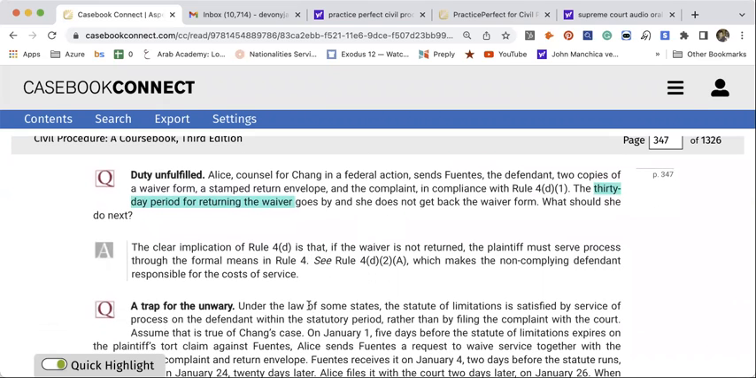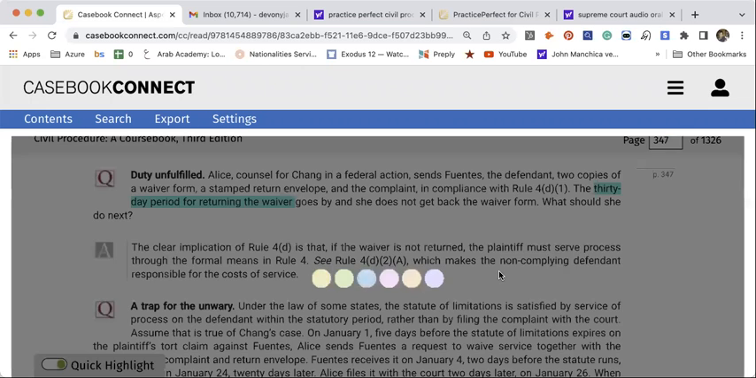A clear implication of Rule 4D is here. If the waiver is not returned, the plaintiff must serve process through formal means and Rule 4D2A, which makes the non-compliant defendant responsible for the cost of service.